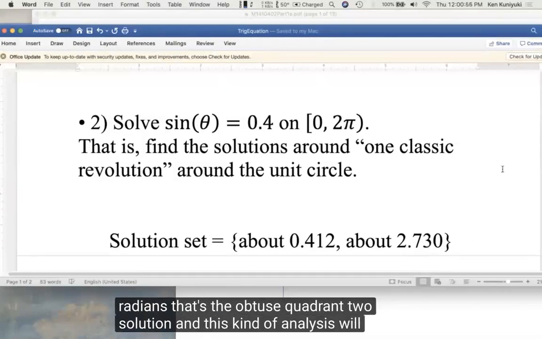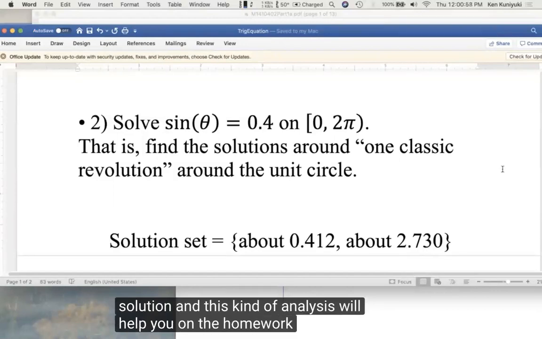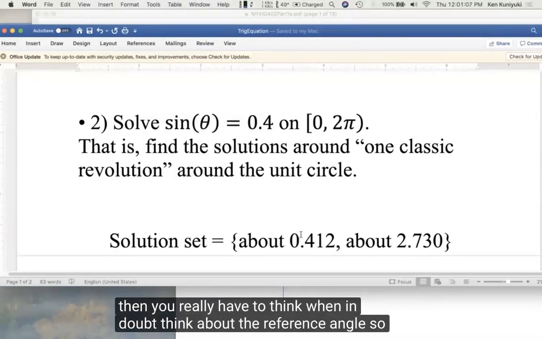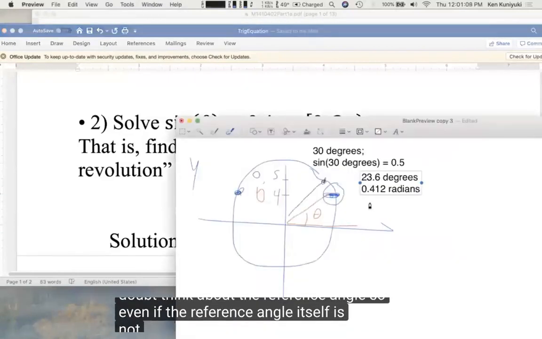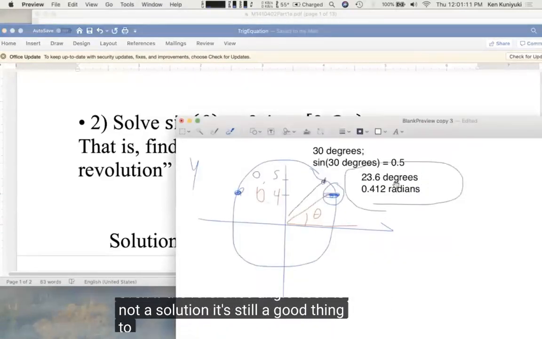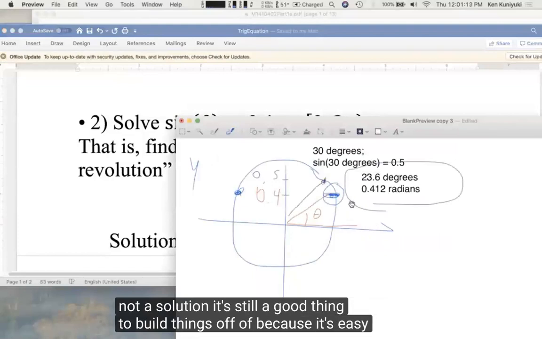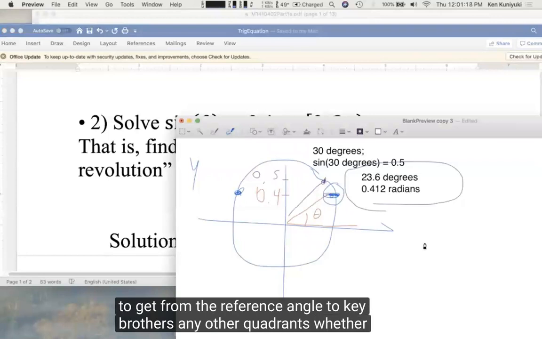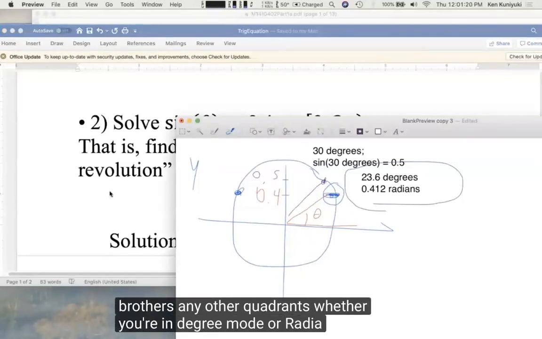And this kind of analysis will help you on the homework. It's harder when this value over here is negative. Then you really have to think. When in doubt, think about the reference angle. So even if the reference angle itself is not a solution, it's still a good thing to build things off of, because it's easy to get from the reference angle to key brothers in the other quadrants, whether you're in degree mode or radian mode.